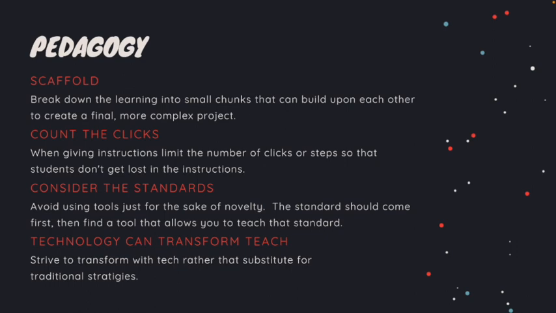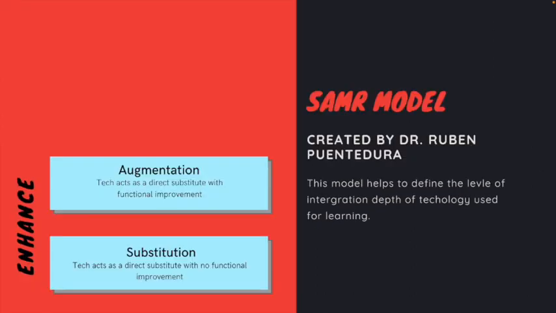I do this by trying to move beyond simply substituting technology for a traditional teaching strategy. I try to consider the SAMR model created by Dr. Ruben Puentedura. The model suggests that technology can be integrated at different levels like substitution, augmentation, modification, and ultimately redefinition.